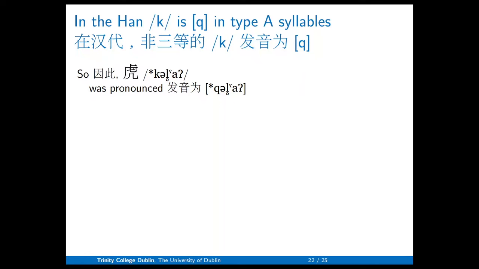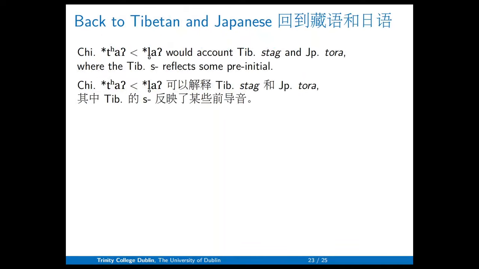So now the question is, what about Tibetan and Japanese? I don't think this really matters in a sense. If you don't like it, that's fine. If you're convinced so far, we can say, who cares what Tibetan and Japanese come from? But let's try to see what we can do with it.